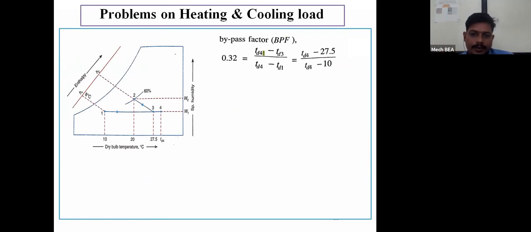So bypass factor is given by equation TD4 minus TD3 divided by TD4 minus TD1. The value of bypass factor is 0.32. TD4 is the unknown quantity. TD3 is 27.5, and TD4 minus TD1 value is 10. By solving this equation, I will get the surface temperature of the heating coil, and the surface temperature of the heating coil is 35.7 degrees centigrade.